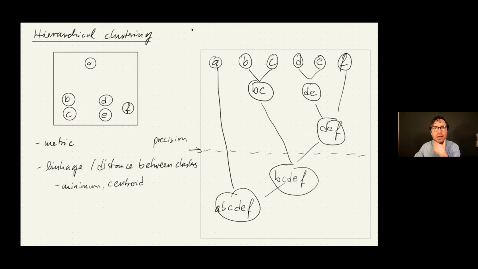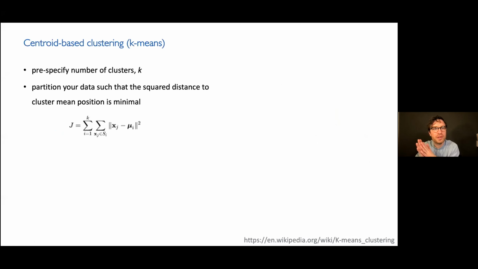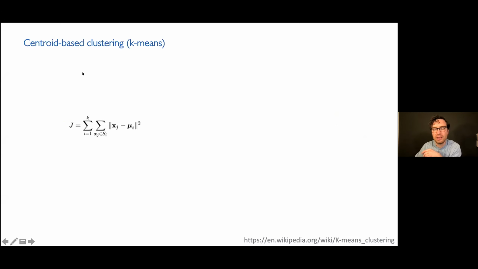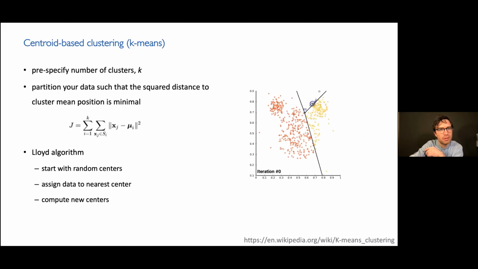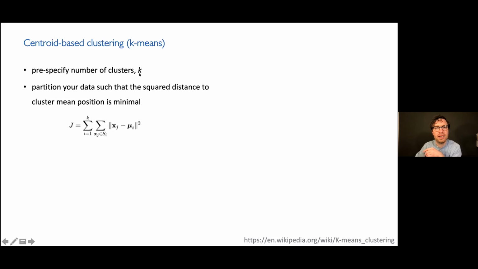Next, I wanted to show you another important one, which is a centroid-based clustering called k-means clustering, and one comes across this quite often as well when working with high-dimensional data. Here in this case, you pre-specify the number of clusters k. That's what you have to start with. How many clusters do you want to get? You might try out different k's in practice.